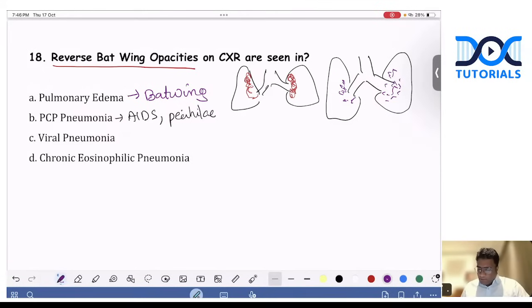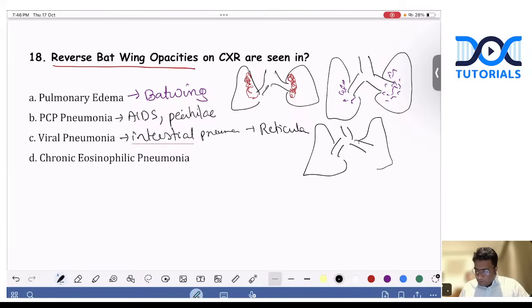Viral pneumonia will be an interstitial pneumonia. So these are reticular opacities. If you see bilateral lung fields, you see network-like lines, multiple network-like reticular interstitial septal thickening. All this reticular opacity is bilateral. That is how a viral pneumonia will appear. Chronic eosinophilic pneumonia will show you a reverse batwing-like appearance.